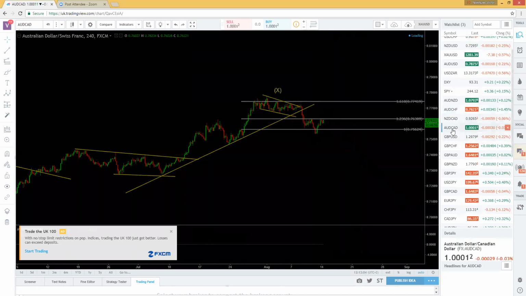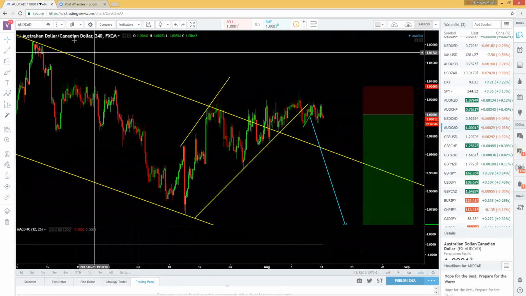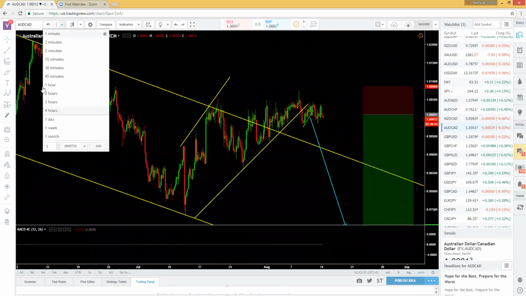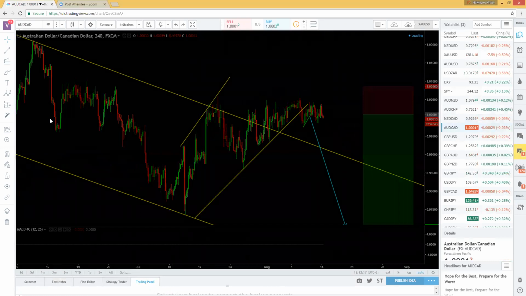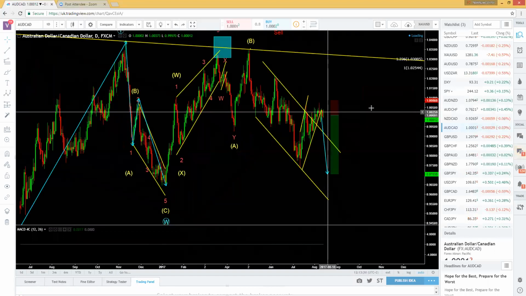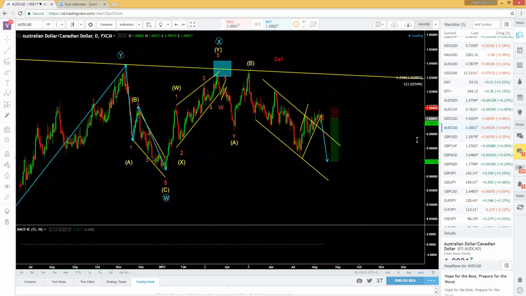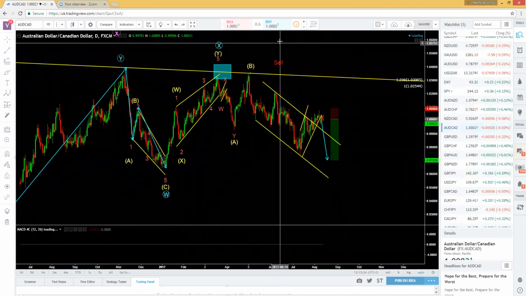Audi CAD, interesting one, very nice structure on this one. Let's go higher time frame. I also indicated this one in detail last week. And why? We already showed on this one. As you can see, I've got this entry calculator here. It's been hanging like this for the past couple of days. It just refuses to go. But let's look why we're looking at it the way we're looking at it.